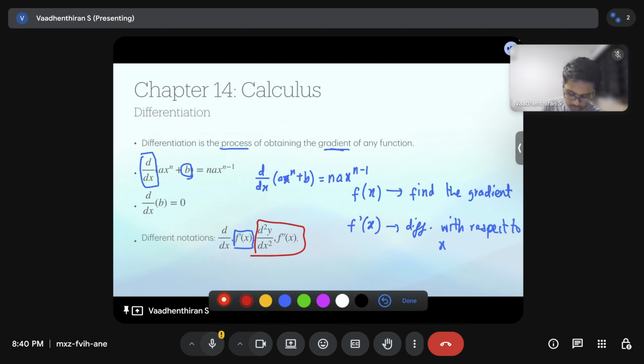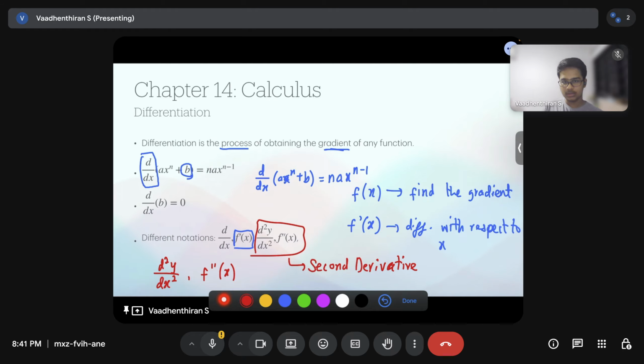Moreover, you can see these two. So what do these mean? This means the second derivative. So what is basically the second derivative? It's nothing fancy. It's just that you're differentiating a function twice. So when you differentiate the function twice, you put d squared y over dx squared, or in function notation, we write it as f double dash x. Hope you understood this, and let's move on.